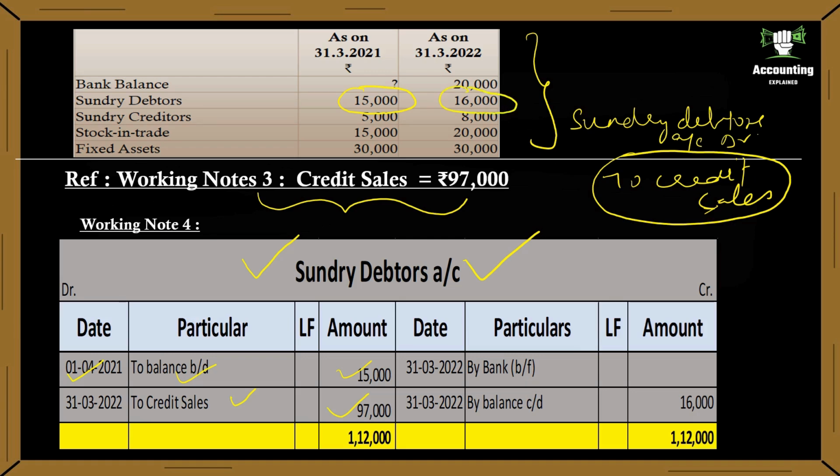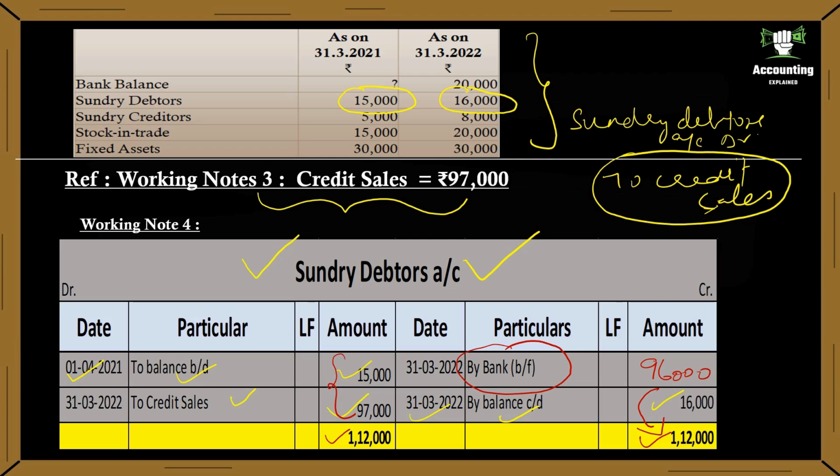Next, the closing balance of sundry debtors is given as 16,000. Take it to the credit side of sundry debtors account. 31/3/2022 by balance carried down 16,000. On seeing, we find the total of the debit side is more. 15,000 plus 97,000 comes to 1,12,000. Take it to the credit side also, 1,12,000. When you deduct 16,000 from 1,12,000, you get 96,000 as the balance. That will be your by bank balancing figure. So that is the receipts from debtors.